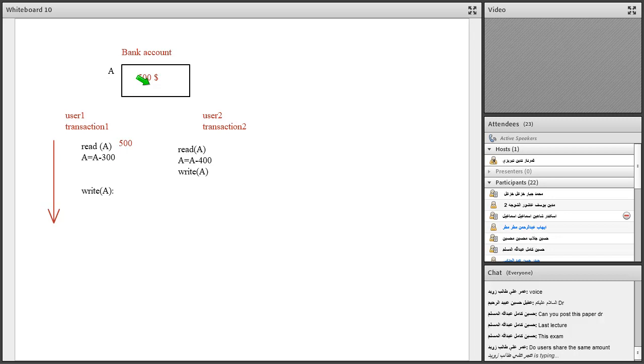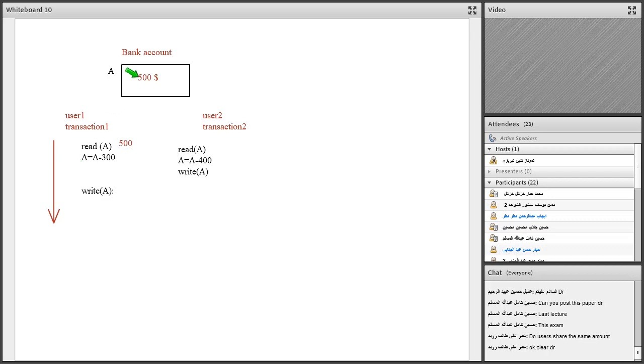It's illegal, because you may do something online, for example, and at the same time, someone you have given a check to goes to the bank and wants to take the money. Then this transaction reads the amount. It's 500.